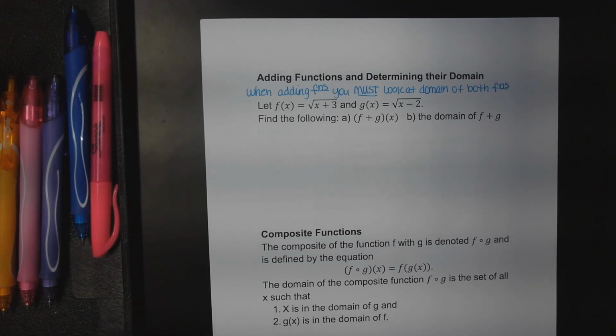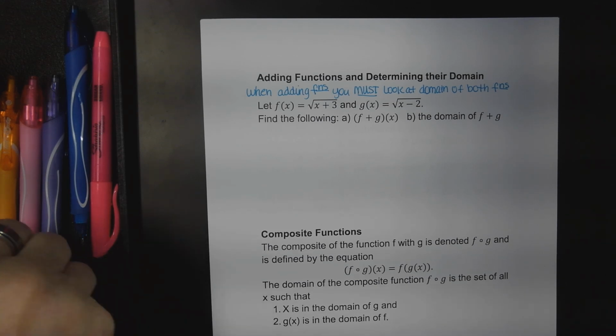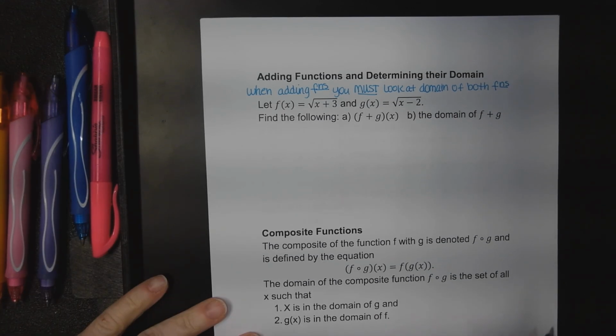So we're going to let f of x equal x plus 3 and g of x equal the square root of x minus 2, okay? So we're going to do two things. We're going to find a, f plus g of x, and then b, the domain of f plus g, okay? Let's just start. So let's find a first.